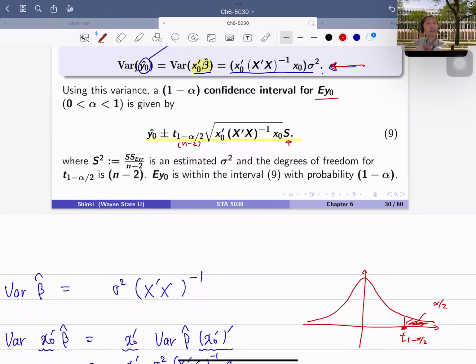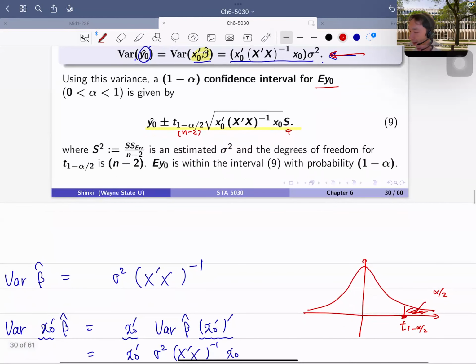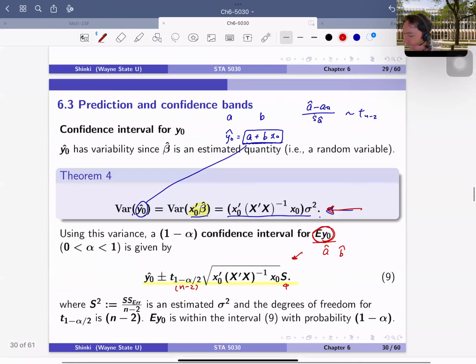Yeah, so in this way, we can calculate the confidence interval. Basically we can see the variability of A and B, but the reliability of the expected value of Y0 depends on our estimates A hat and B hat. And that variability is evaluated by this formula. Any questions so far?